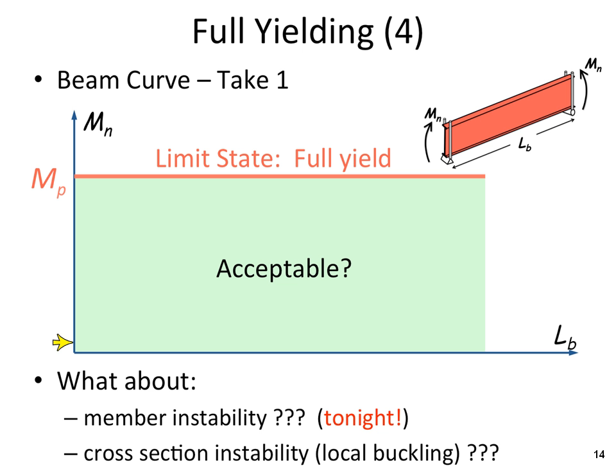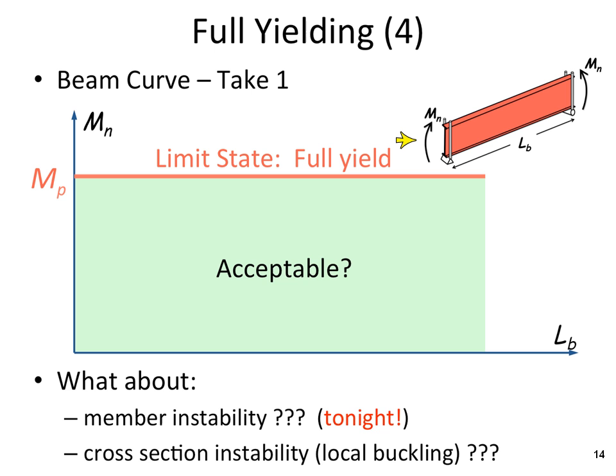So it appears then that we're all set to take our first crack at defining a beam curve. And basically what a beam curve would be is if we were to plot the strength. So here over on the right I have a moment being applied to a beam. And I've got those moments, one at each end, they're equal and opposite, being applied to a beam of some unbraced length L sub b.